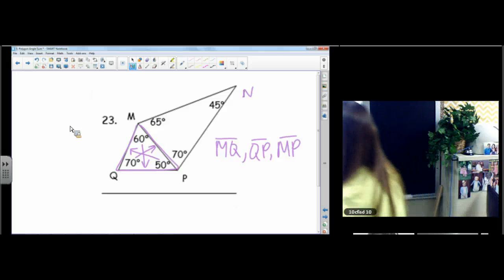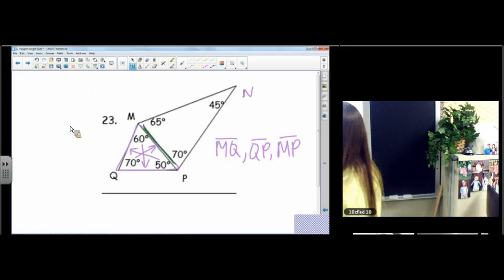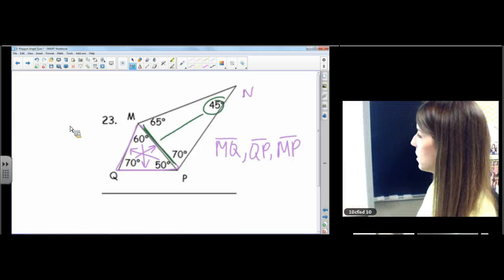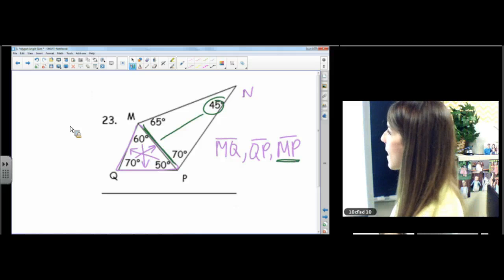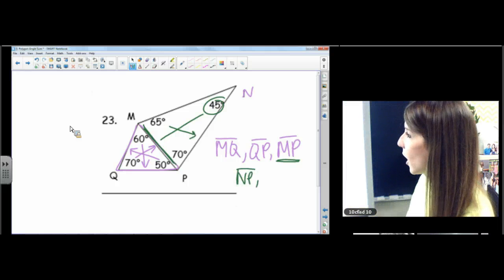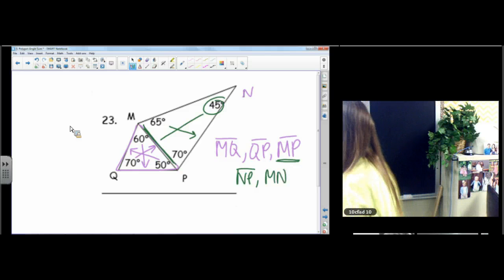And I think that that's what happens, because this is the longest side of the purple one, but look, it's the shortest side of the next one. So we leave off here and we start here, and that's perfect. So the next largest one would be NP, and then the very largest side of this whole figure would be MN.